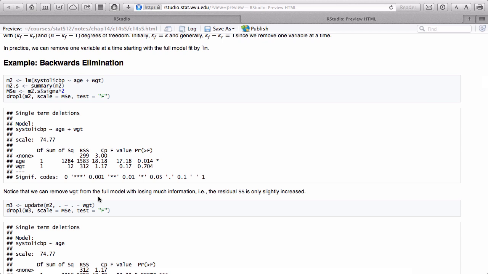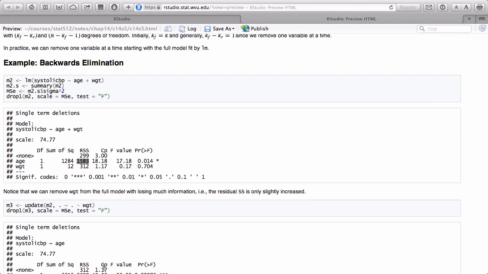Okay. And when I drop that out, that sum of squares due to regression actually goes into the error term. Now what that means is if I take this number, 299, and add it to 1284, I get this number. In other words, the residual sum of squares gets much bigger if I drop out age. That means only weight is in the model. And notice the Cp jumps up. That's that same Cp I had above, that 18.18.